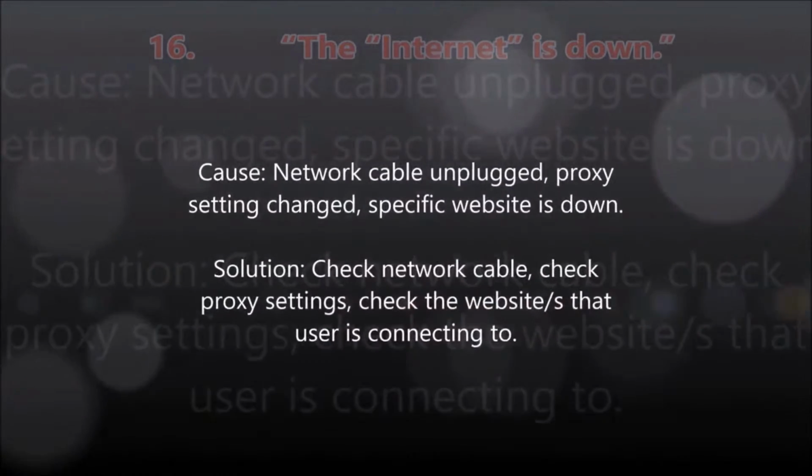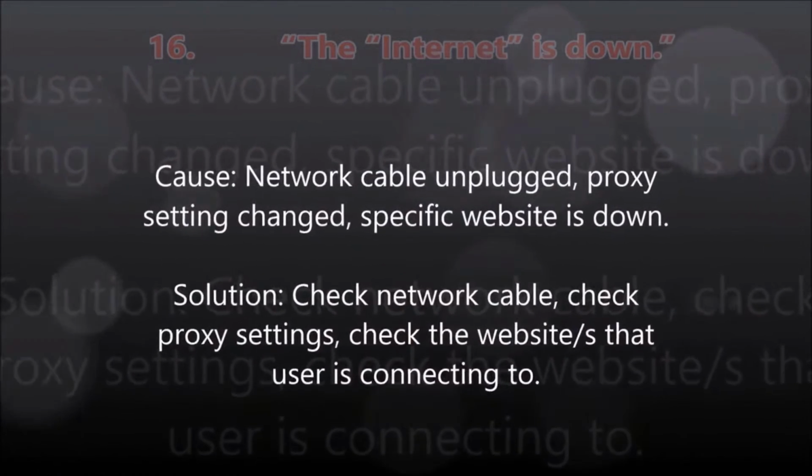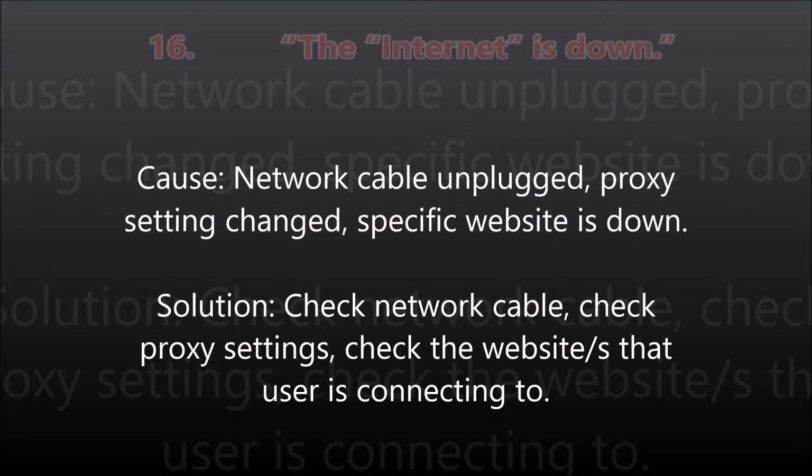Issue number 16. The internet is down. Cause: network cable unplugged, proxy settings changed, specific website is down. With these type of trouble tickets, they may come through with just a simple statement saying the internet is down. The user needs to be a little bit more specific, so you have to ask them for more information.